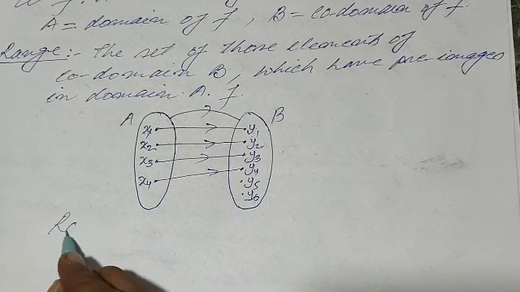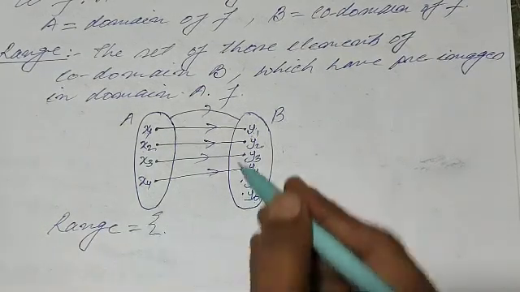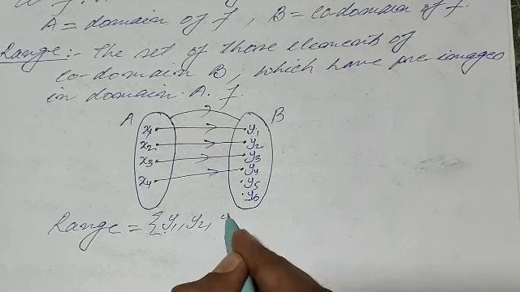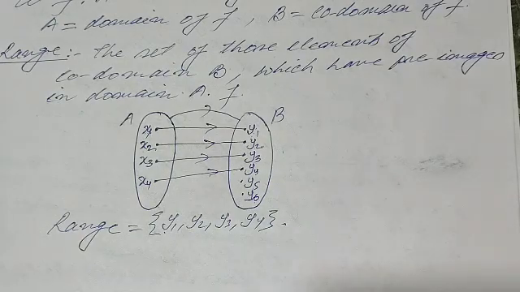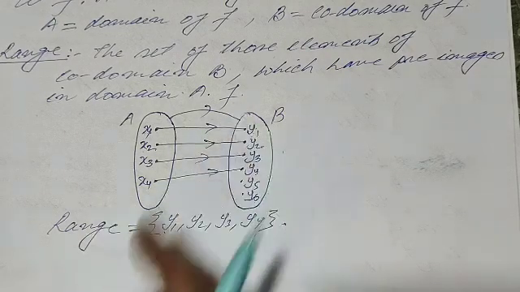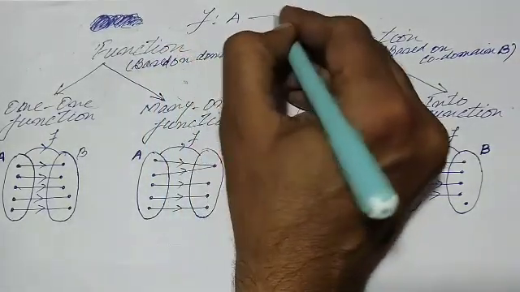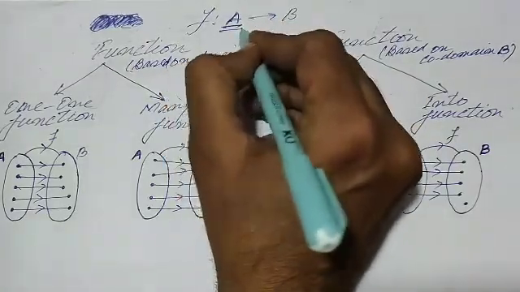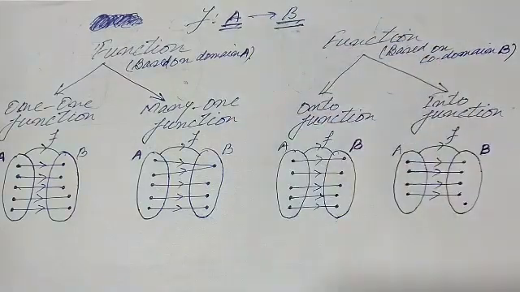So range will have only those elements of codomain which have pre-images. So y1, y2, y3 and y4. So this is the set which is said to be range of the function f. If a function is from A to B, the set A is called domain of function f and B is called codomain of function f.